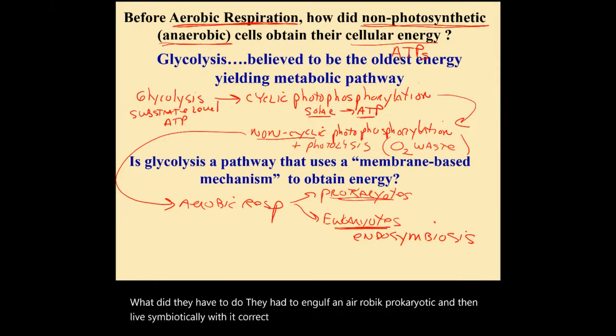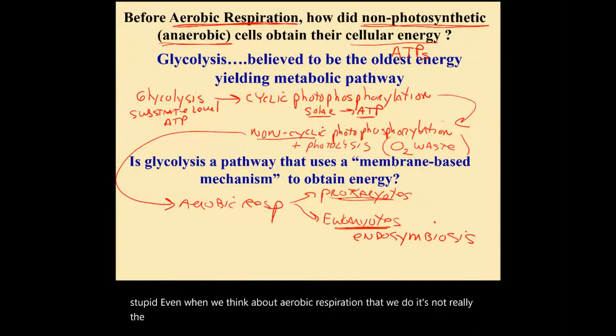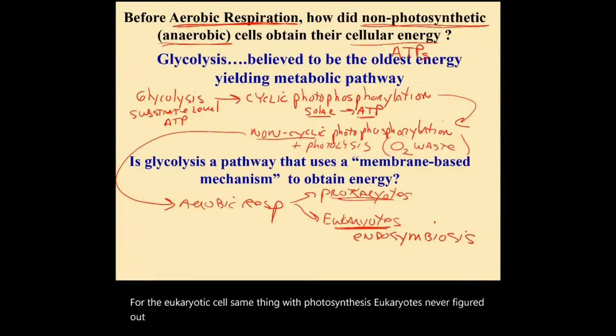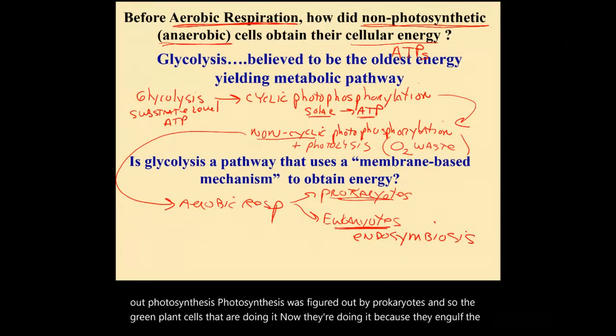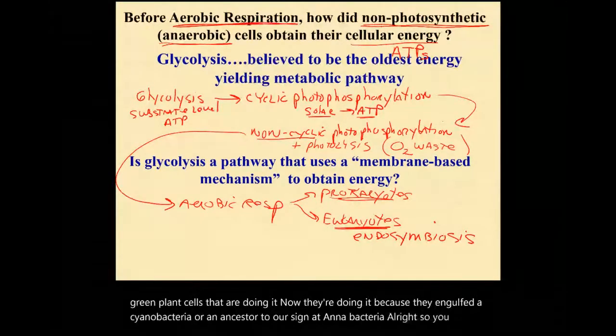So remember, eukaryotic cells are actually pretty stupid. Even when we think about the aerobic respiration that we do, it's not really the eukaryotic cell that's doing it, it's the mitochondria that's doing it for the eukaryotic cell. Same thing with photosynthesis. Eukaryotes never figured out photosynthesis. Photosynthesis was figured out by prokaryotes. And so the green plant cells that are doing it now, they're doing it because they engulfed the cyanobacteria, or an ancestor to our cyanobacteria. All right, so you got that. That's the kind of order.